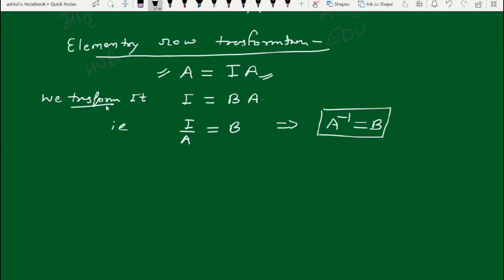We apply some transformation so that this matrix converts into the identity matrix and this matrix converts into another matrix, let B. Then it becomes I equal BA, that is I by A equal B, and we know I by A is A inverse, that is we have A inverse equal B.